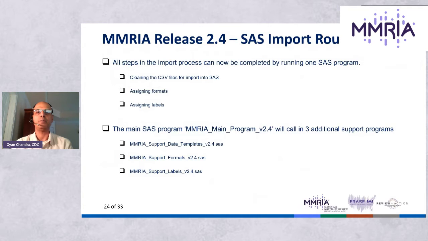In addition to changes made within the MMRIA system, we are very excited to share a new process for importing MMRIA data into SAS. With this change, all steps in the import process can now be completed by running a single SAS program. This includes updating the CSV files for import into SAS and assigning SAS formats and labels. Because the CSV files are cleaned and updated to remove embedded line endings, MMRIA analysts will no longer need to run the CSV to Excel VBA converter.